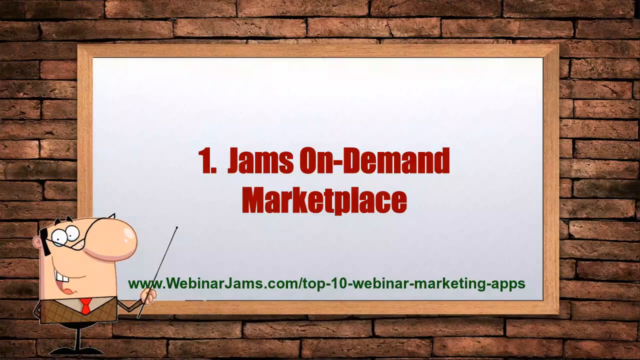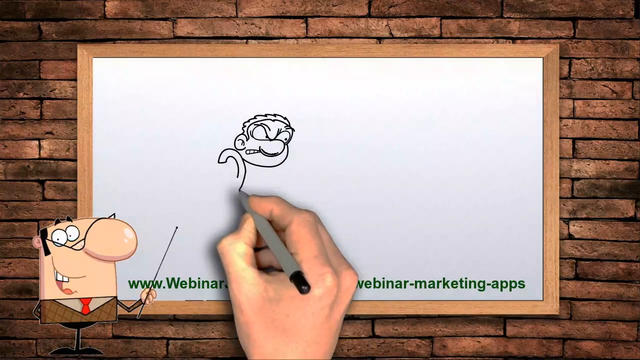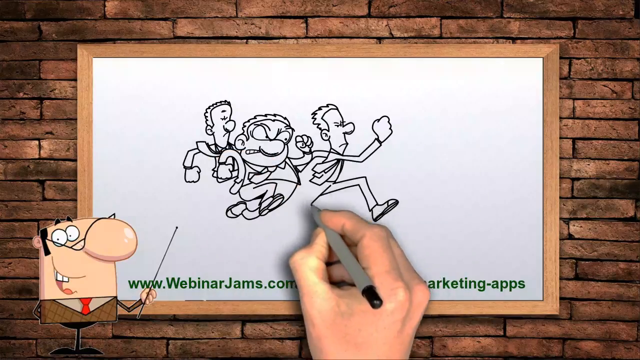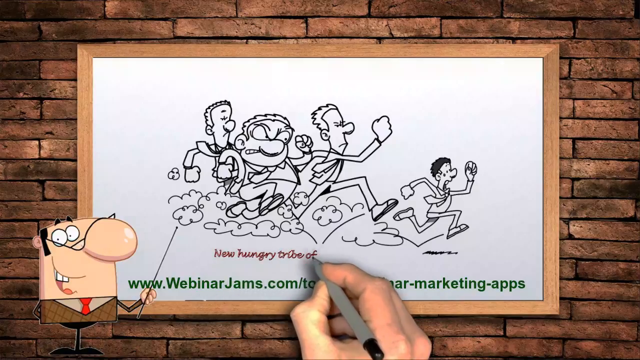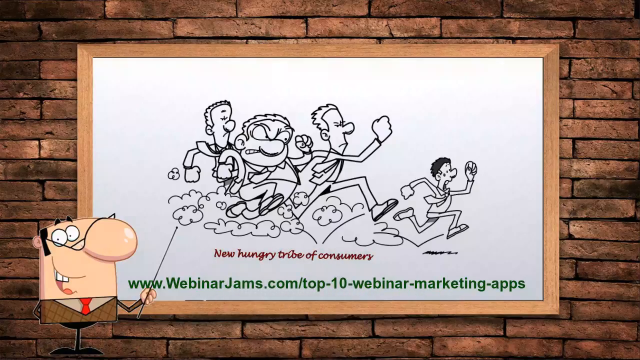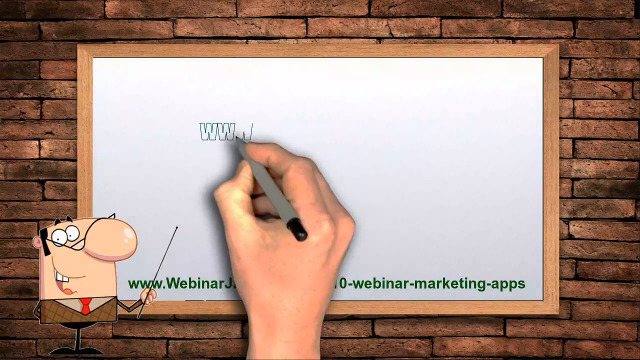And number 1, Jams on Demand Marketplace. If you like the idea of getting access to a brand new stream of traffic, a growing tribe of consumers who love learning and buying from webinars, then this is for you. When you set up a new webinar for live broadcasting, your upcoming webinar can be added to the Jams on Demand Marketplace. The Jams on Demand Marketplace is a new platform for hosting details about your new upcoming webinars and where people can sign up or watch a live or recorded webinar replay. This is potentially another great source of free traffic, webinar attendees, and new customers of your product or service.